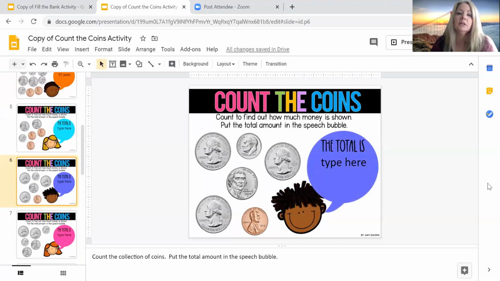Here we go. Take a look at these coins. What do you see there, boys and girls? Yeah, we do have some quarters this time. How many quarters do you see? If you said 3, you are absolutely correct. We have 1 quarter, 2 quarters, 3 quarters.